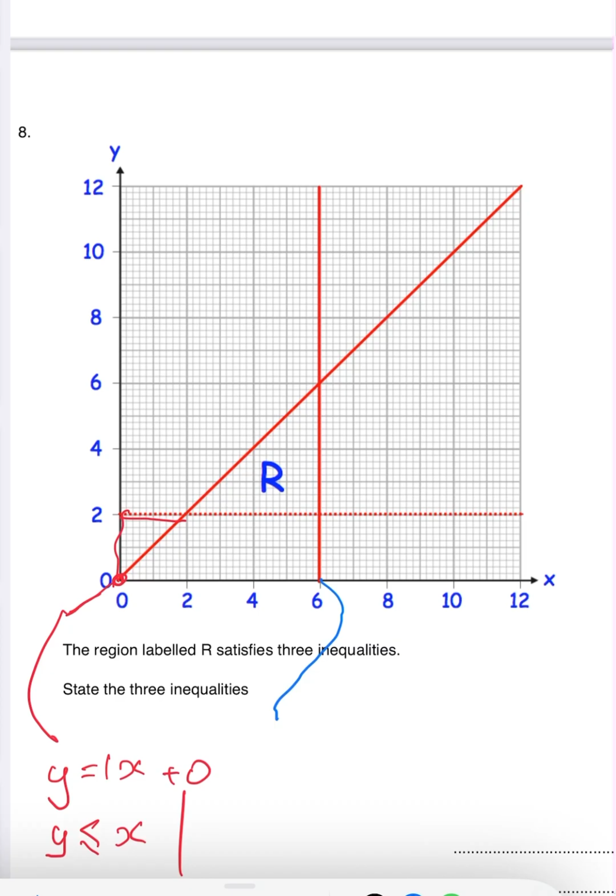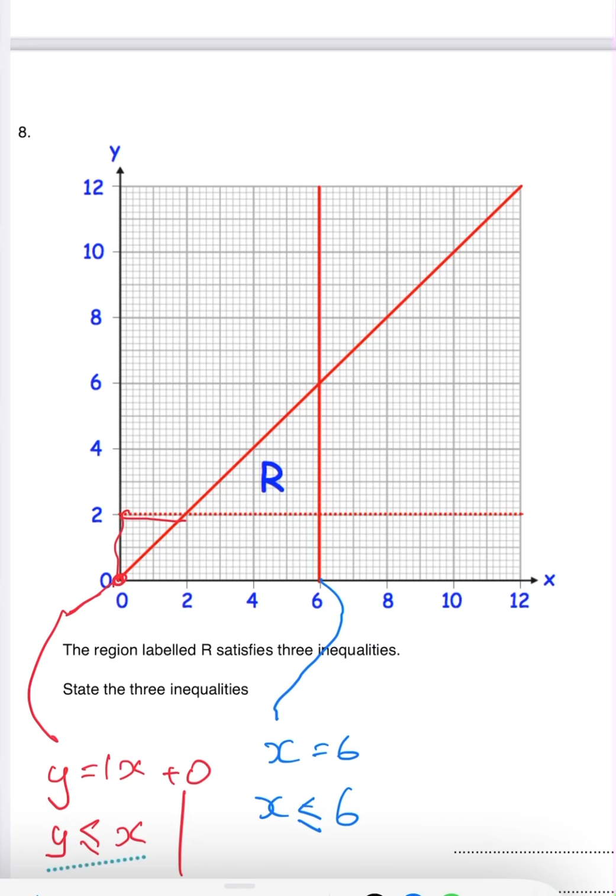This one should seem a little simpler. This is where x equals 6. And so our line is just x equals 6. Now, where's the region that we want? It's below that. It's where x values are less than 6. So x is less than or equal to, because it's a solid line, 6.